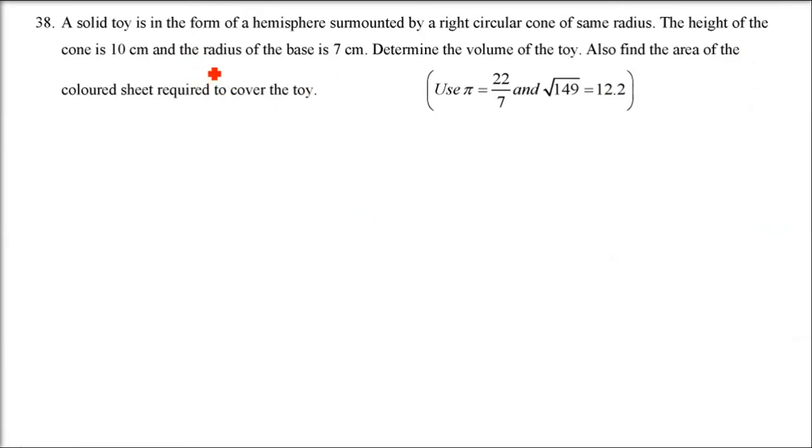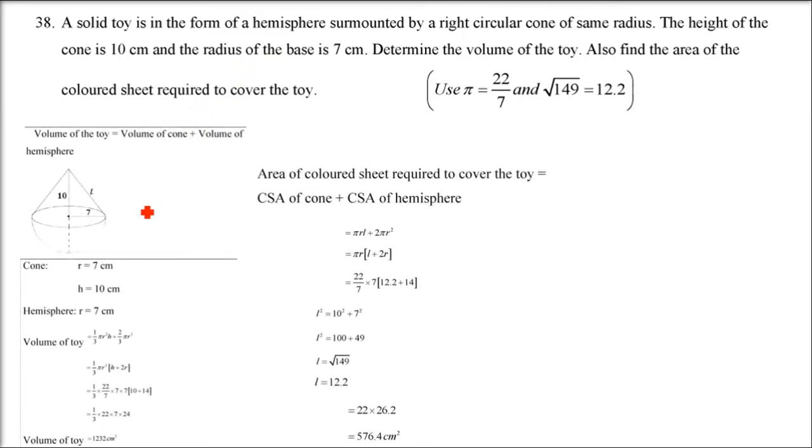A solid toy is in the form of a hemisphere surmounted by a right circular cone of same radius. The height of the cone is 10 cm and the radius of the base is 7 cm. Determine the volume of the toy. Also find the area of the colored sheet required to cover the toy.